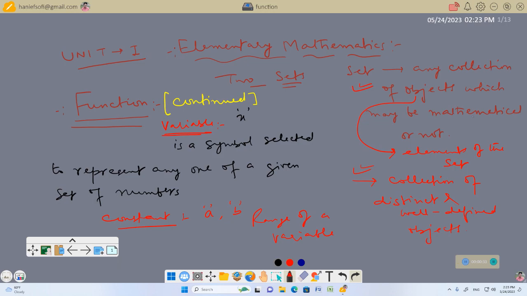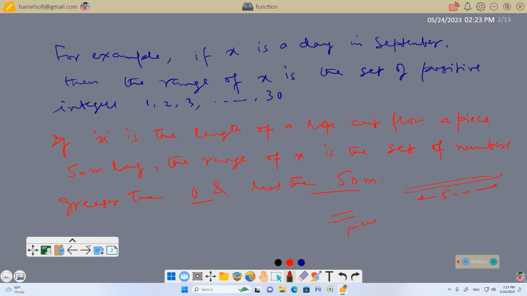Then we defined a set as a collection of objects which may be mathematical or not. We said that a collection of distinct and well-defined objects is a set, and the members of the set are called elements of the set. Then we said a variable can have a range. It can represent a lot of numbers.